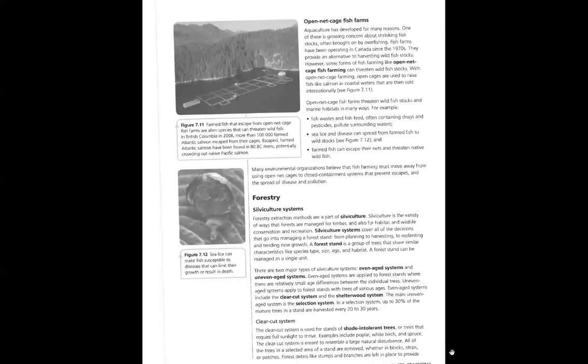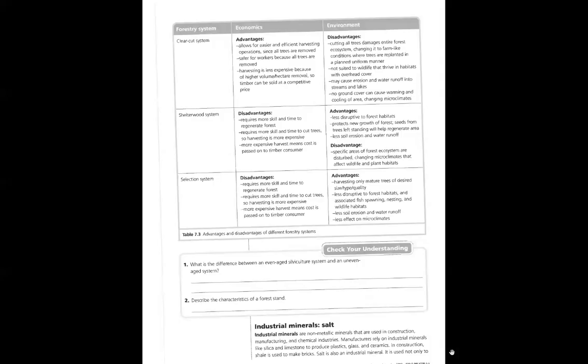Silviculture. Silviculture is a variety of ways that we manage forests, okay? So you should know what a forest stand is, a group of trees that share similar characteristics. You should know what even-aged and uneven-aged silviculture systems are. And you should know about clear-cut systems and selection systems. Those two are good. As long as you know those two, you'll be fine. Advantages and disadvantages of the different types of silviculture systems.